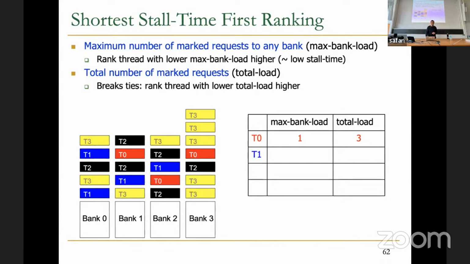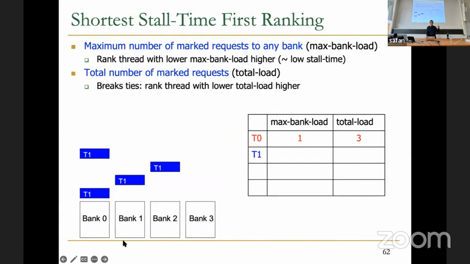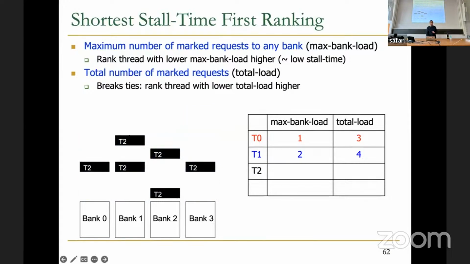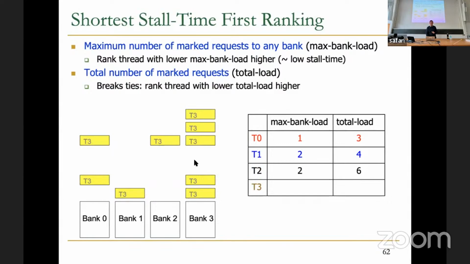Let's take a look at thread 1. Thread 1's max bank load is 2, meaning it has a maximum of 2 requests to any bank. In a sense, its stall time is likely to be higher than thread 0's, right? Because thread 0 has a max bank load of 1. And the total load of thread 1 is 4. Let's take a look at the requests of thread 2. Thread 2 has a max bank load of 2 to bank 1 and bank 2, and a total load of 6. And finally, thread 3 is the most intensive one. It has a max bank load of 5 to bank 3 and a total load of 9. So the expectation, which may not be completely accurate because of row buffer effects, etc., is discussed in the paper.